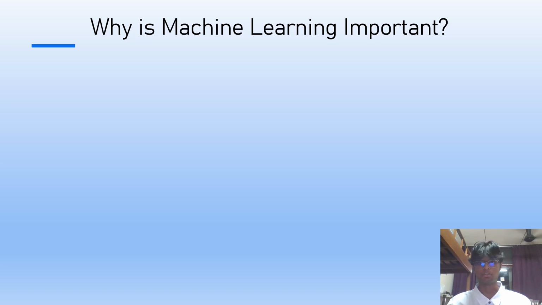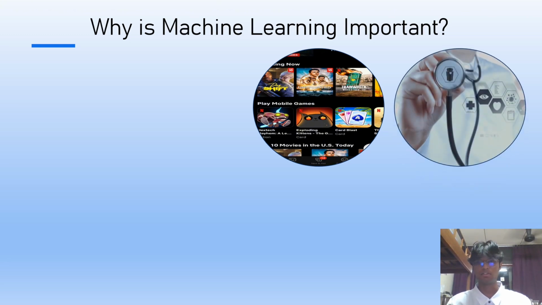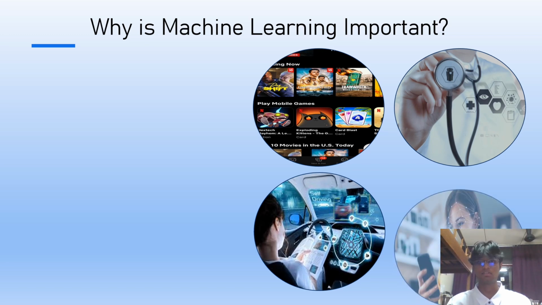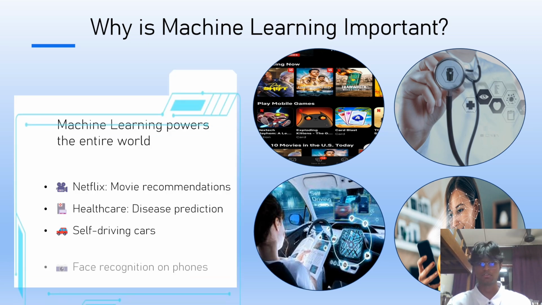So why is machine learning important? Machine learning is important because it powers our search engines that recommend content to us. It does disease prediction in the medical sector. It allows self-driving cars like Tesla to exist. And finally, it powers our security for facial recognition in smartphones.